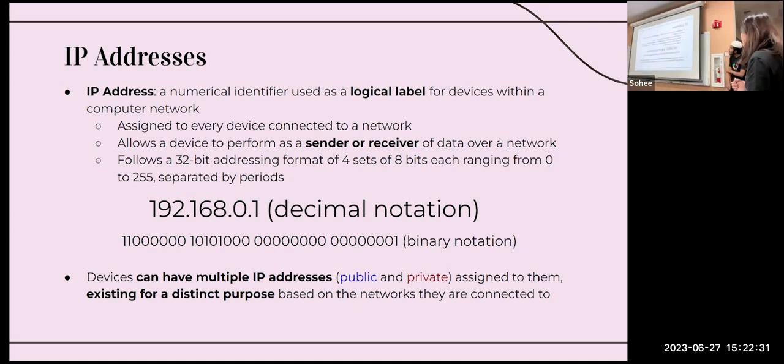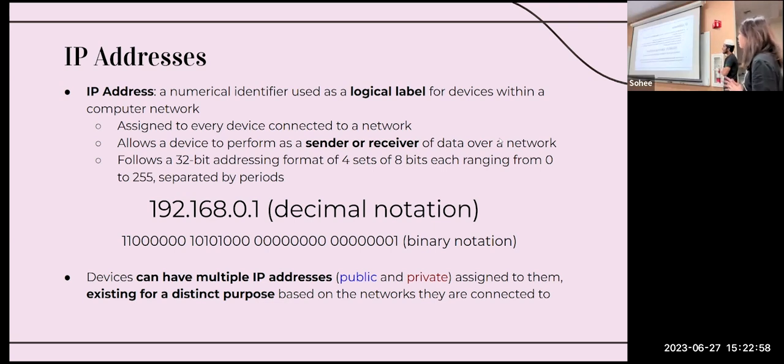Okay, so I mentioned public and private IP addresses, but let's dive into what an IP address is. At the core, an IP address is a numerical identifier, used as a logical label for devices within a network. Think of it as your home address. When you're sending or receiving mail, it has to know where to go, right? And how computers know where to go is by this address right here.